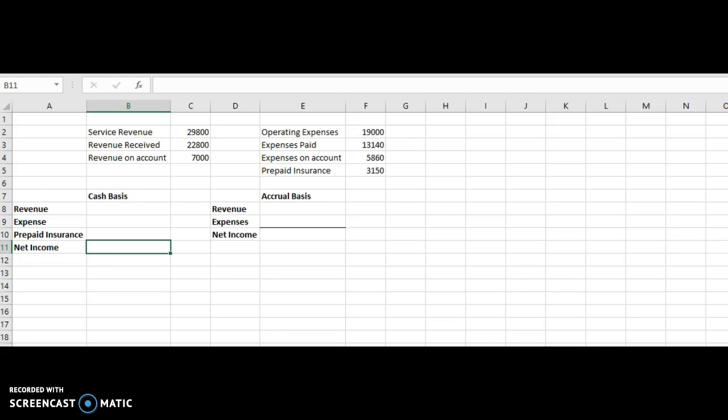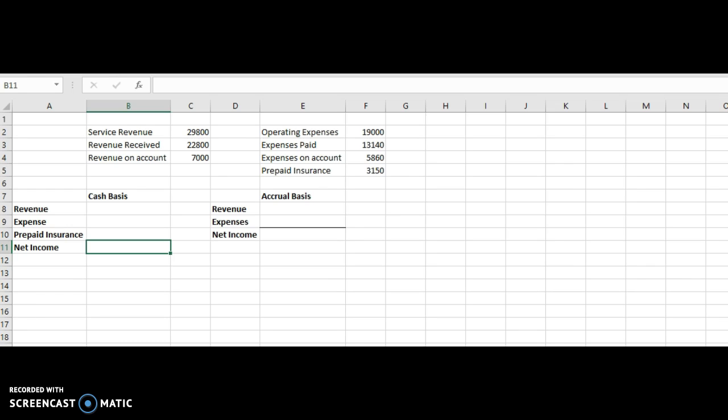So to start off, the problem says, in its first year of operations, Ivanhoe Company recognized $29,800 in service revenue, $7,000 of which was on account and still outstanding at year end. The remaining $22,800 was received in cash from customers. The company incurred operating expenses of $19,000. Of these expenses, $13,140 were paid in cash. $5,860 was still owed on account at year end. In addition, Ivanhoe prepaid $3,150 for insurance coverage that would not be used until the second year of operations.